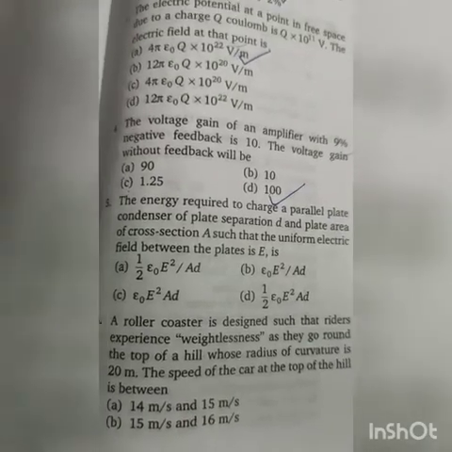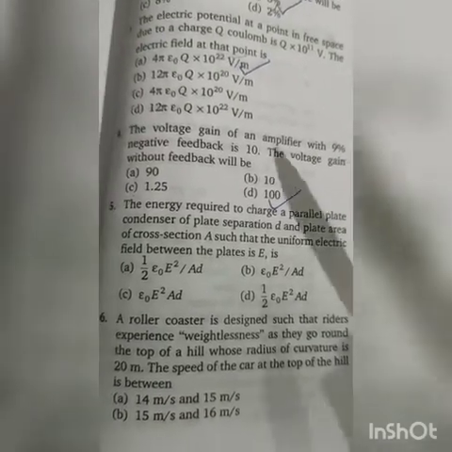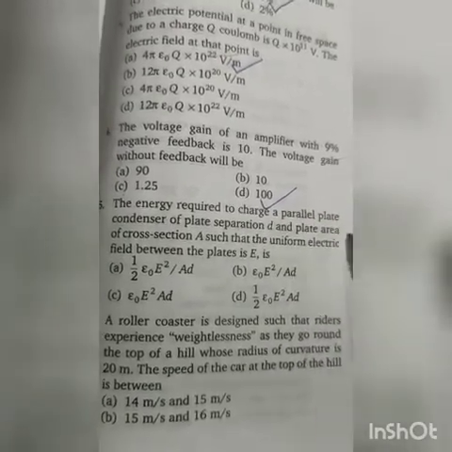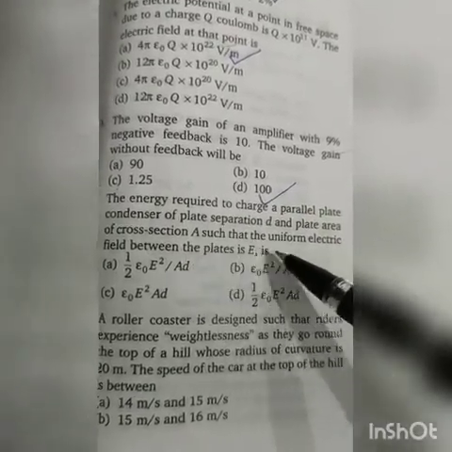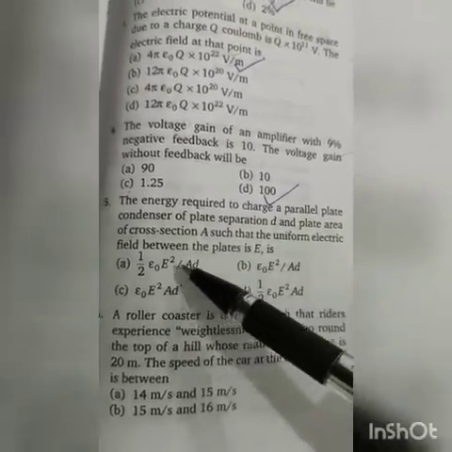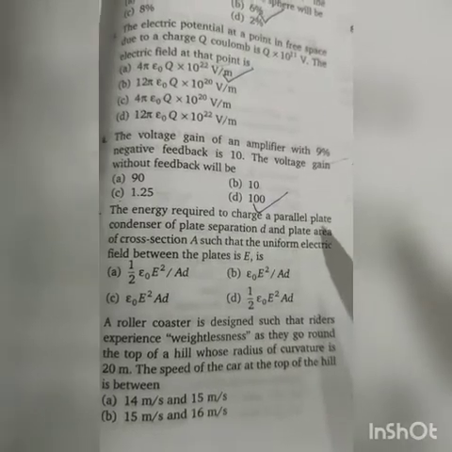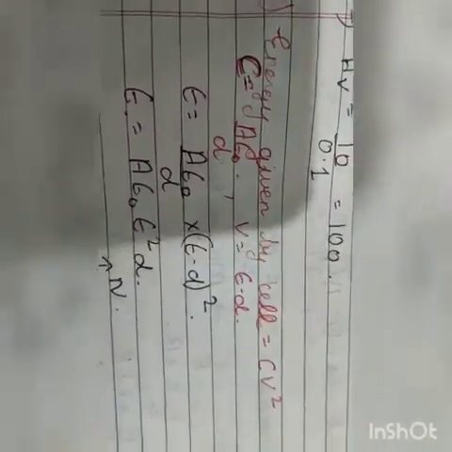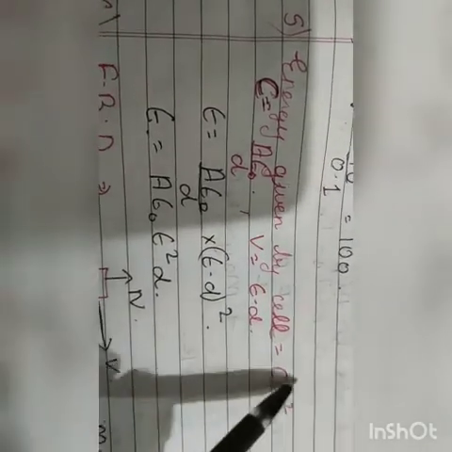So question number 5. The energy required to charge a parallel plate condenser of plate separation d and plate area of cross section A, such that the uniform electric field between the plates is E, is. So we know that to charge something we need a cell or a battery. So energy given by cell is CV square.